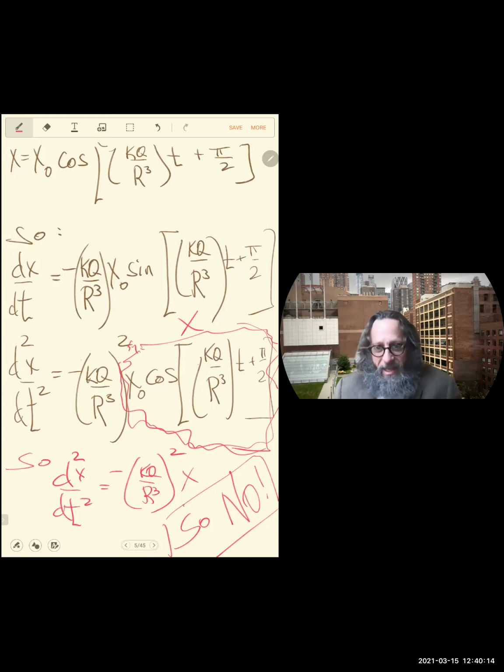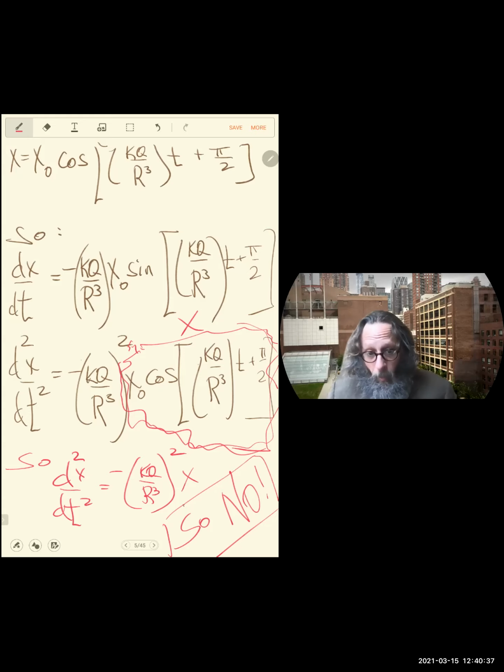Like I now have a differential equation. The question is, is it the original? And now I say no, because that kq over r cubed thing came out twice. So it got squared, like there was no square root to compensate. So I'm ending up getting a square of the original constant, not the original constant. So now my answer is no.